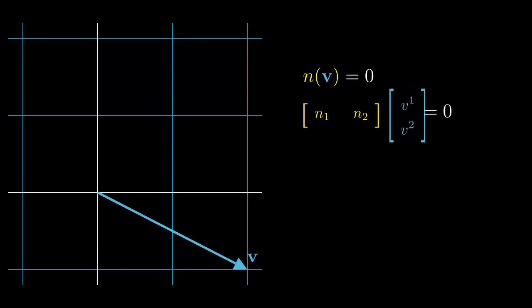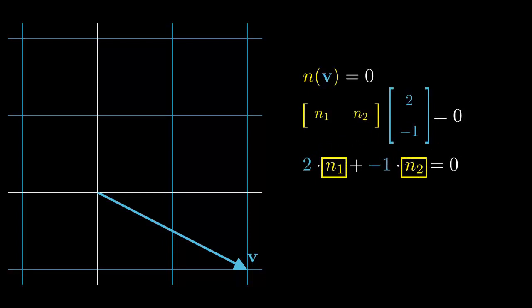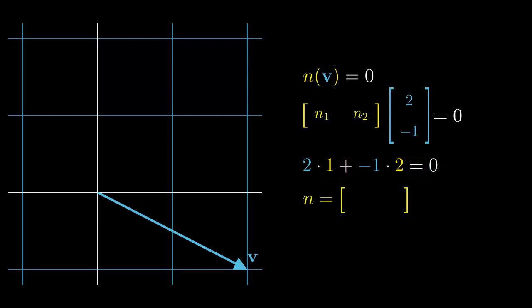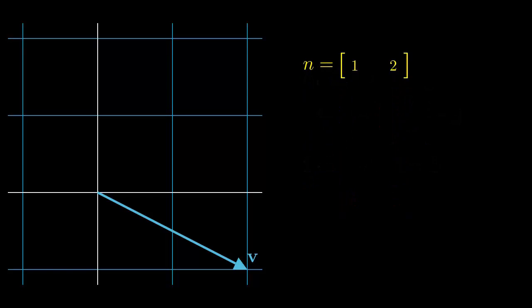Now you think about normal. This is a normal equation in general. Let's think that the d is equal to 0 case. The matrix form is like this. In this particular example, v is 2 and negative 1. Calculate the multiplication. One solution for n1 and n2 are 1 and 2. So you can write that n is 1 and 2 as a row vector.